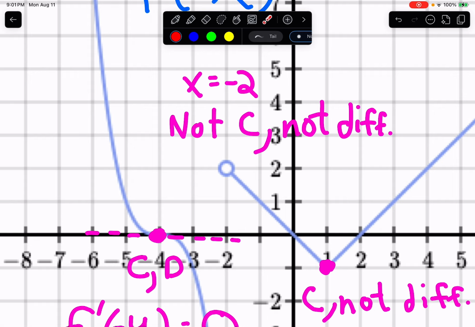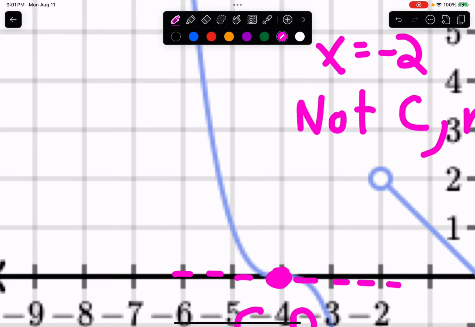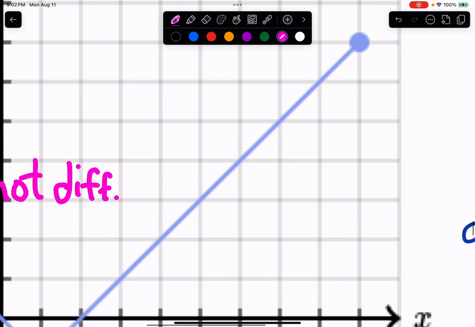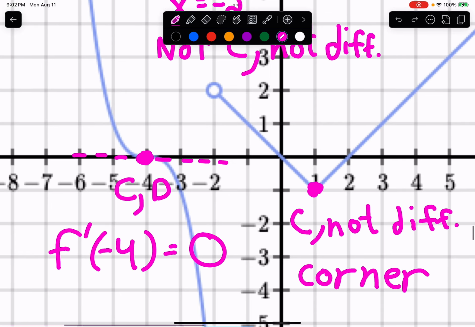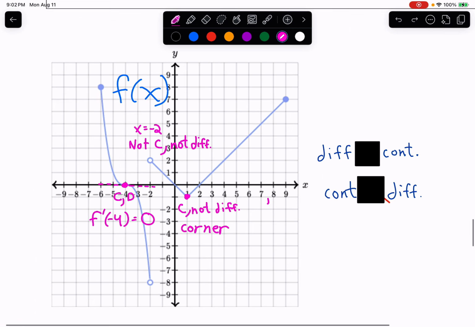So really, the two x values that are no good on this graph are negative 2 and positive 1. Every other x value on this graph, the function is both continuous and differentiable. If I just pick a random other x value, like this point right here, it is both continuous and differentiable there. There's no issues. If I pick this point right here, again, both continuous and differentiable. Same thing with negative 4. So it's just x equals negative 2 and x equals 1 where this graph has some issues.